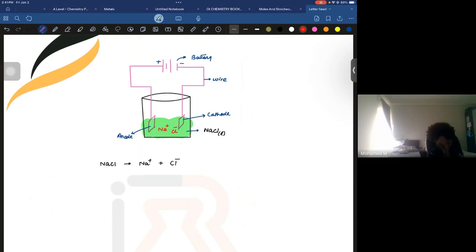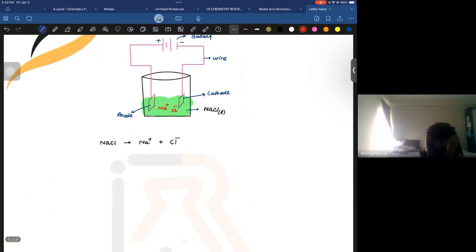So then what would happen? This is the main concept. After breaking down, what would happen? As you know, opposite charges attract each other. So you know that this is the cathode. Cathode is negatively charged. Anode is positive.